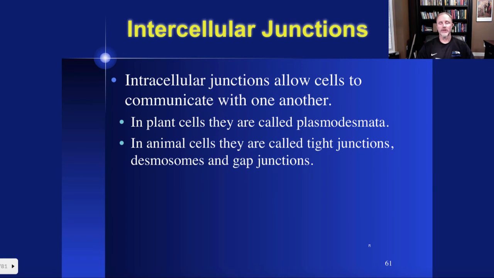Now, as far as the junctions that join the cells together, you have these intercellular junctions, and what they do is allow cells to communicate with one another. Plant cells have these little tunnels that connect the cytoplasm of the cells, called plasmodesmata, and we'll see a picture of them here in a minute. In animal cells, the junctions include tight junctions, gap junctions, and desmosomes.